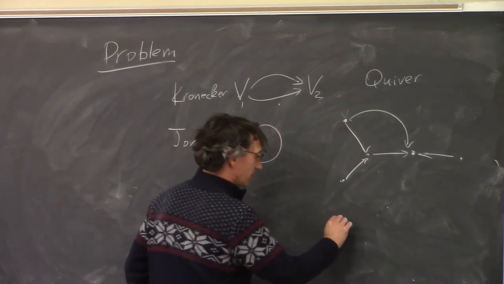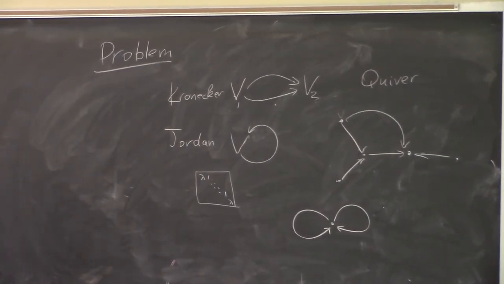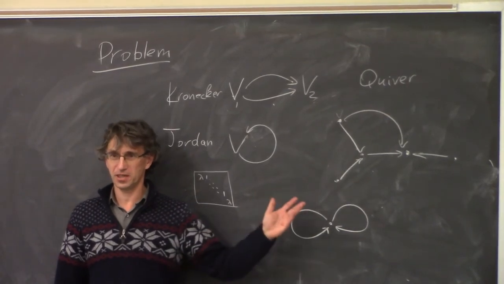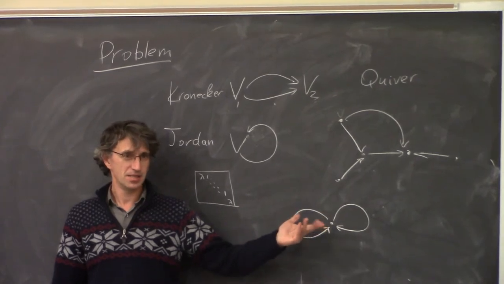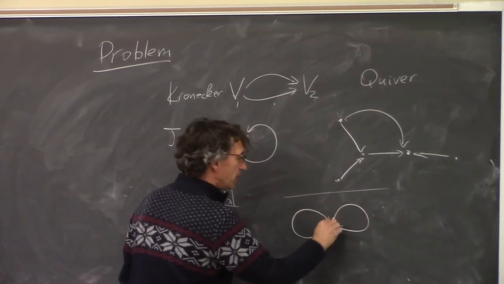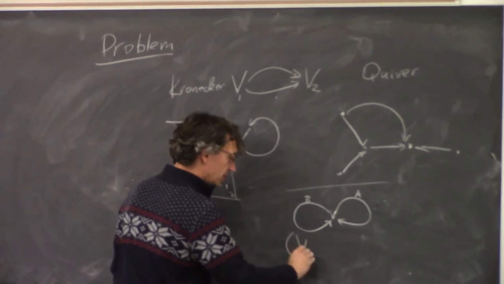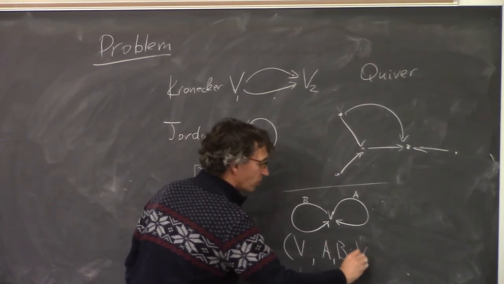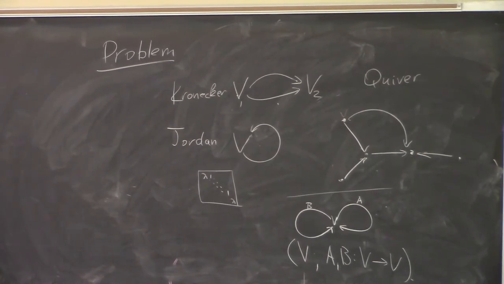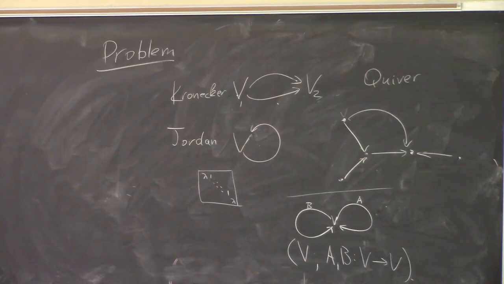Or you can consider this quiver. What would be the classification problem here? I'm not asking what the answer is, but what the question is in terms of vector spaces, linear maps, and all that. So what you need to do, again, you put a vector space here, you put a linear map on each arrow. So we are talking about a vector space V and two linear operators from V to V, and you ask, can you classify such data up to change of basis? That's a classical problem of linear algebra. Simultaneous classification of a pair of matrices up to conjugation.